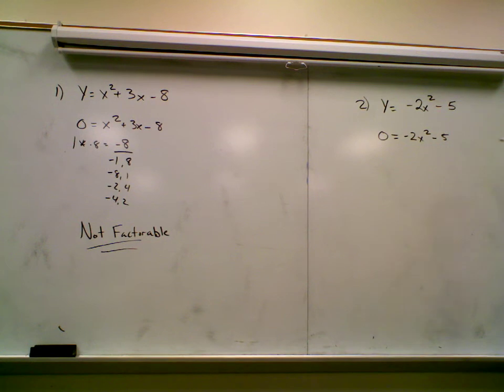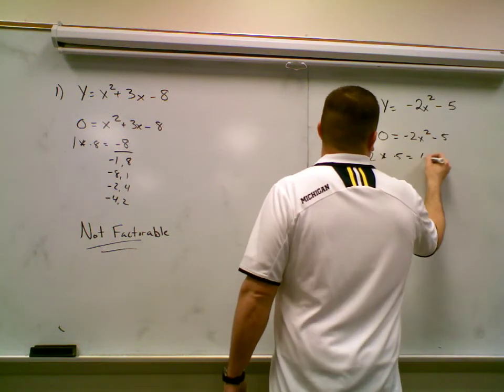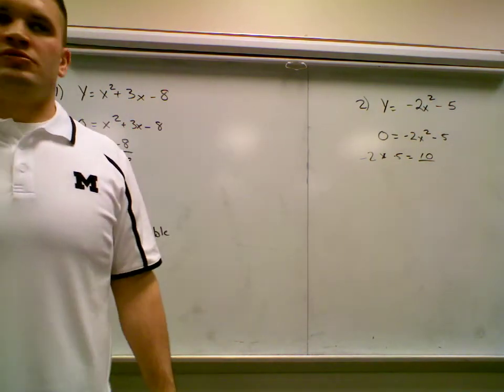Okay. -2x² minus 5. What's A? 2. Negative. What's B? 0. What's C? -5. So we do A times C. We get 10. Now we need the factors of 10 to add to 0.